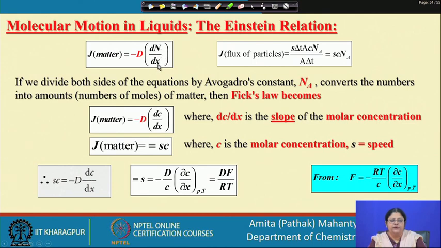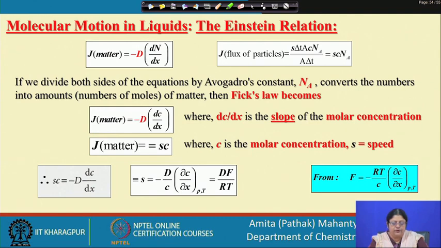So, the change in number of particles with distance is going to be proportional to the flux of matter. Now, this is number, this is also number. If I divide both the equations by the Avogadro number, then it converts the number into amounts. So, it becomes closer to Fick's law. This becomes the concentration gradient, and from here you see it becomes SC. So, I have two expressions now, one from Fick's law and the other from the flux of particles which we have calculated for a charged molecule moving under the influence of an electric field.